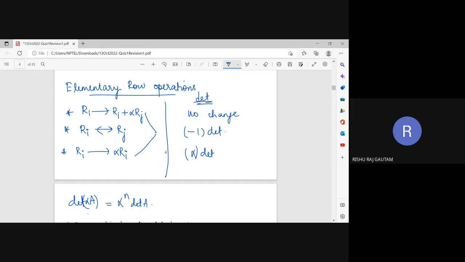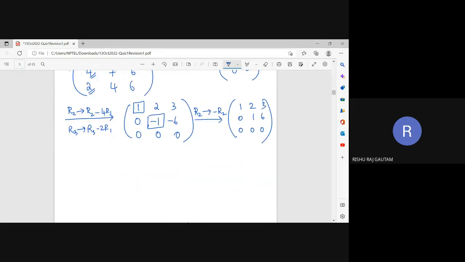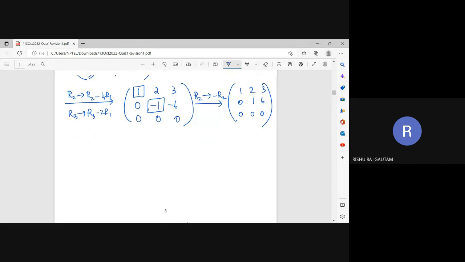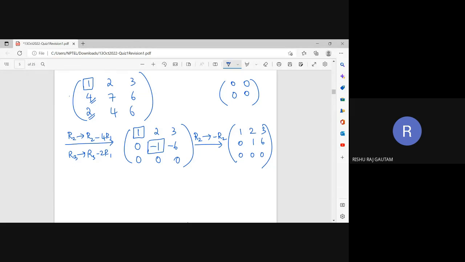Ma'am, what will we do if the first element of the first row is anything other than 1? We will make it 1. How? By dividing? We are multiplying with some scalar in that case. You're dividing by that entry, yes. Multiplying by a scalar is allowed. So we can write it in that way. 4R1 minus R2, I guess.